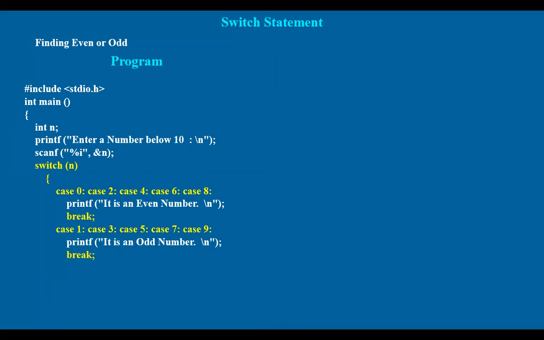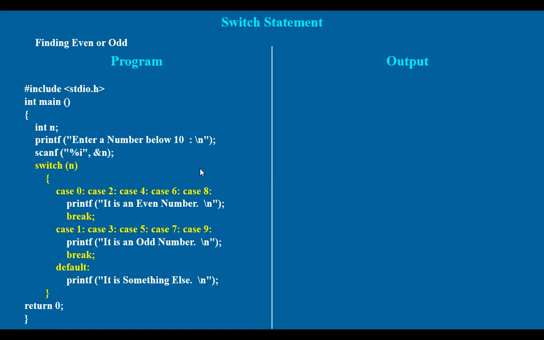Okay, so what do we do? We write a default, and a colon here, and we write this statement: it is something else. Now let us see. Execute. Now we enter a value here, 500. Of course, it is not in the range 0 to 10. 500 is something else, so it has to come to this default and execute that. Whatever is written here, these statements will be executed.